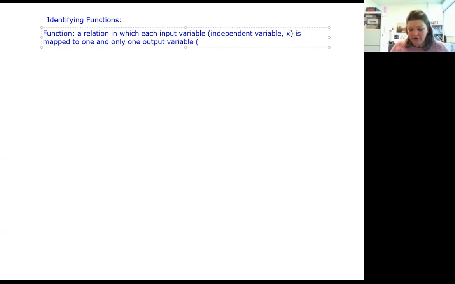Our output variable also goes by a couple of names. It's often called the dependent variable because the output depends on what you put in. The answer depends on what you put into the problem. Or as we often know it, Y. So a function is a relation in which each input variable is mapped to one and only one output variable. Now, let's start going through these words to make sure we understand them. First of all, a relation.